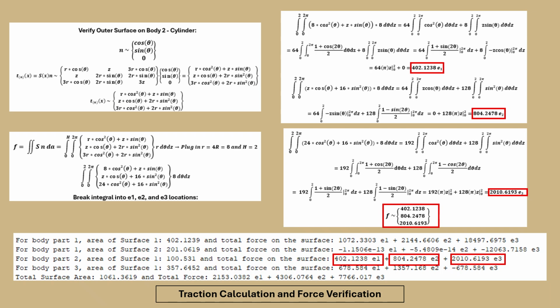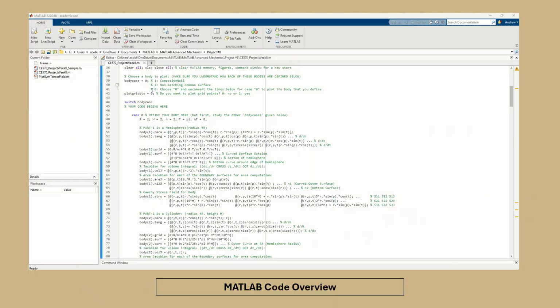And then I had to integrate over the E1, E2, and E3 directions. Our E1 direction is 402.1238. E2 direction is 804.2478. And finally, E3 direction is 2010.6193. That is displayed in the bottom picture with the F vector, the force vector, and that matches up with my MATLAB code. So it is verified.